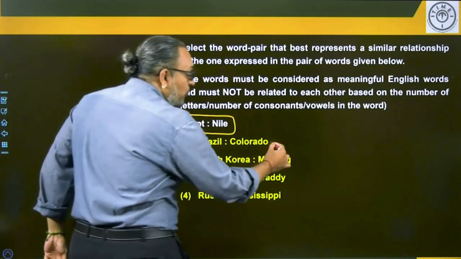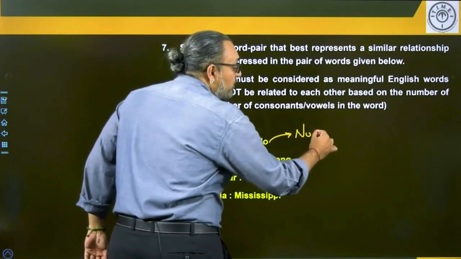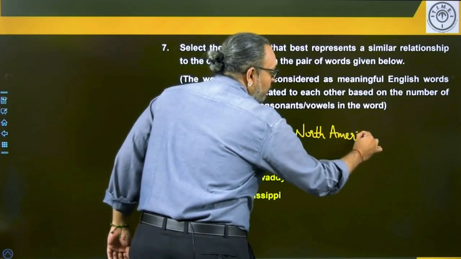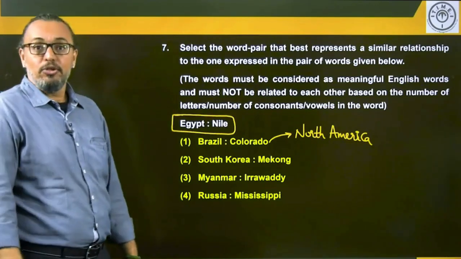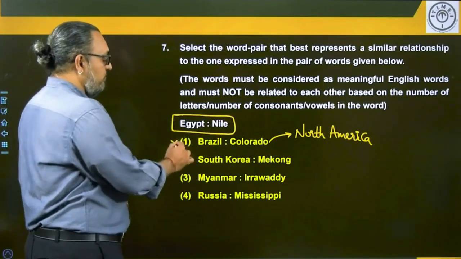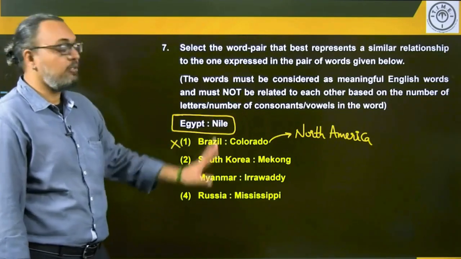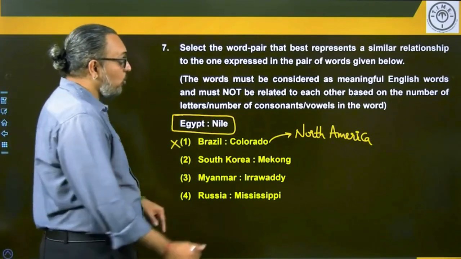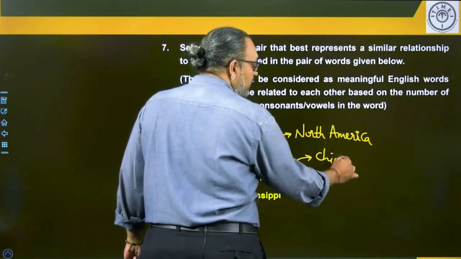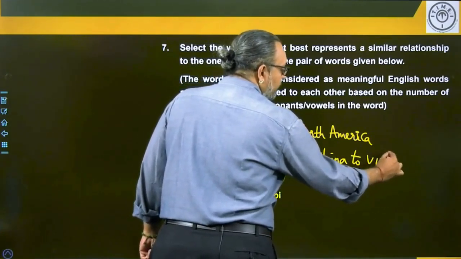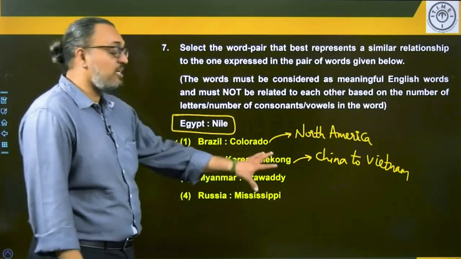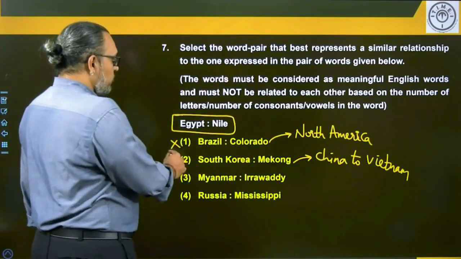Now, Colorado flows in North America. Okay. So you have a state Colorado also in the US. So it flows there. So it is not about the first option. Brazil is not the country that Colorado flows in. Likewise, South Korea, Mekong. Mekong is also a river that flows from China to Vietnam. Okay, but it doesn't flow in South Korea. It is majorly in Asia only, but it doesn't flow in South Korea.